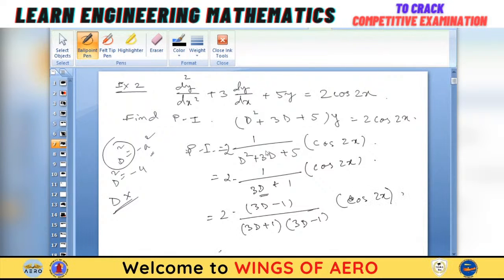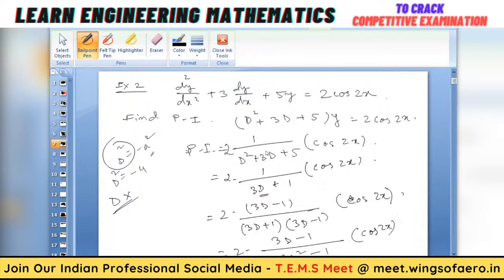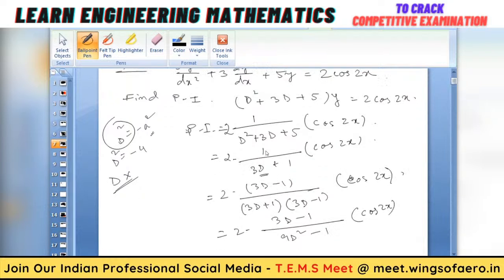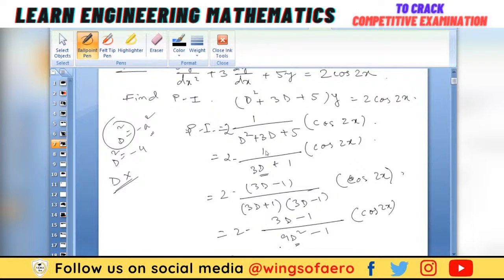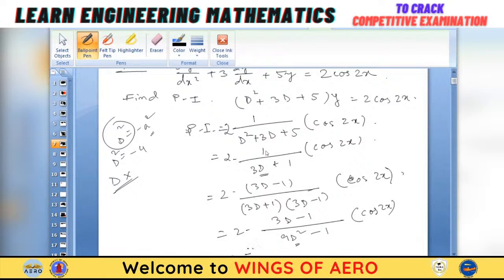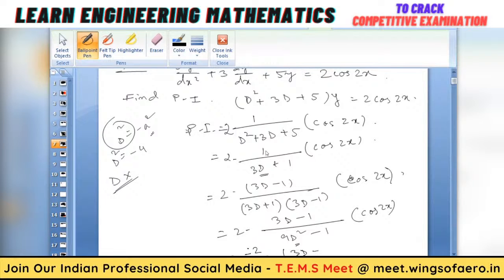Done. So now it becomes 3D minus 1 in the numerator, and the denominator becomes 9D square minus 1 of cos 2x. After that, put D square equal to minus a square, which means minus 4. Minus 4 into 9 is minus 36, so it is minus 37. So minus 2 by 37 into 3D minus 1 of cos 2x.